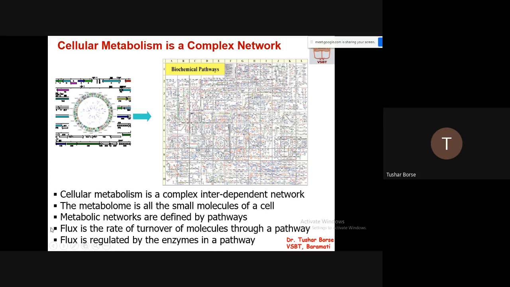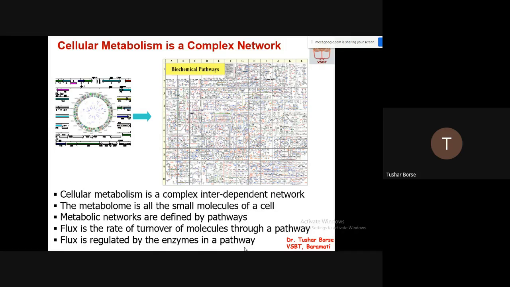You may have to understand the flux. Now what is this flux? Flux is nothing but the rate of turnover of molecules through a pathway. Again I can give an example of glucose 6 phosphate. Now glucose 6 phosphate is formed from glucose.